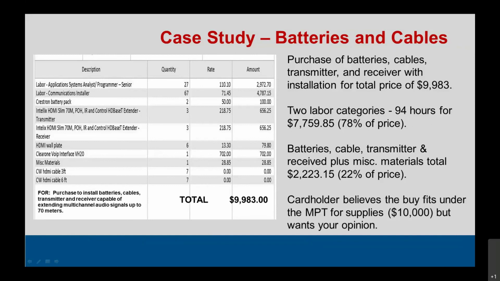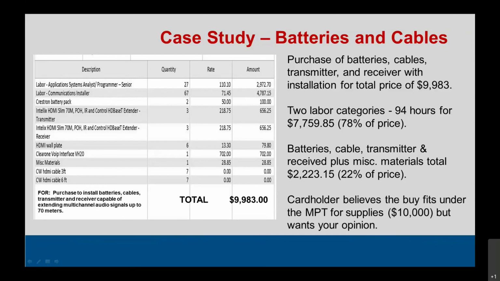First, let's look at the quote so we understand the work that's being requested. As you can see here, the quote's itemized and it contains two line items for labor. One is an application systems analyst/programmer and the other a communications installer. The labor comprises $7,759.83 of the total, or 78%. The supplies and miscellaneous materials comprise the remaining 22%, or a little over $2,000.